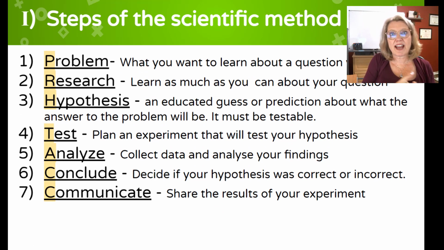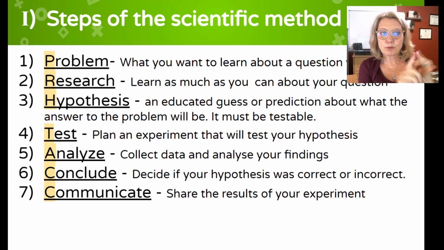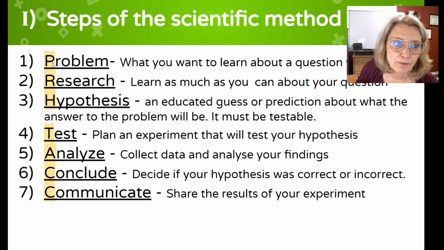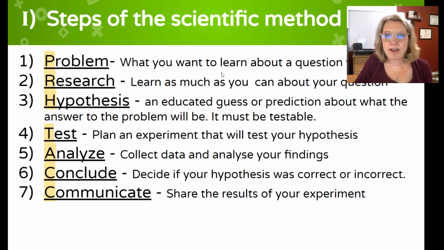Now, here are the steps of the scientific method: problem, research, hypothesis, test, analyze, conclude, and communicate. Some of these words may have been taught to you a little bit differently. Some teachers may have called this the question, but the problem is really the question you have that you're trying to solve or figure out. Now, before you start any experiment, you should research a little bit about it, okay? Research, find out if you're experimenting about tomato plants. Make sure you learn a little bit about tomato plants. Maybe somebody has already told you what makes tomatoes grow well.